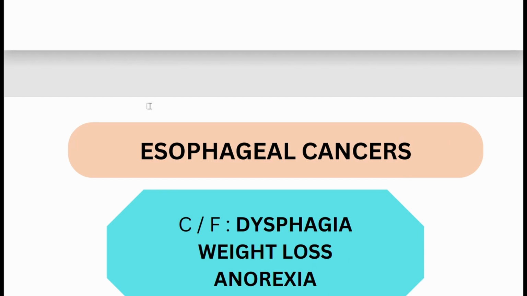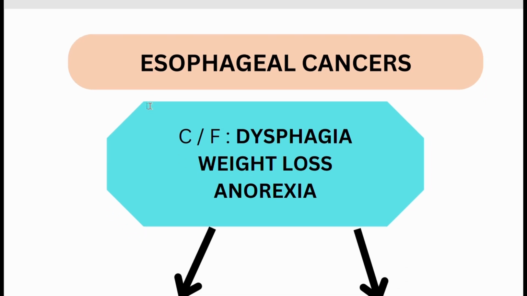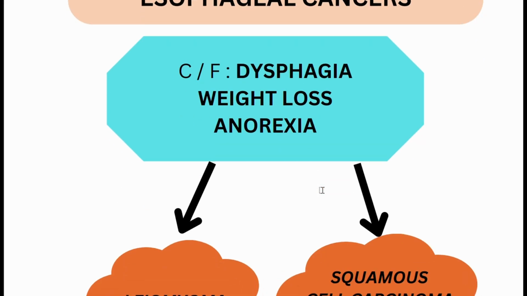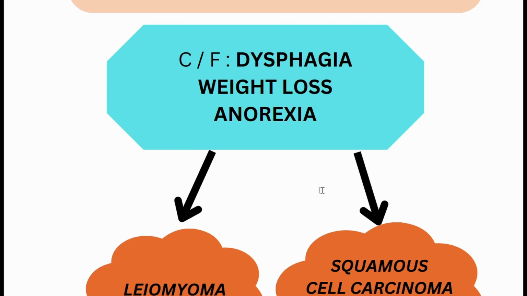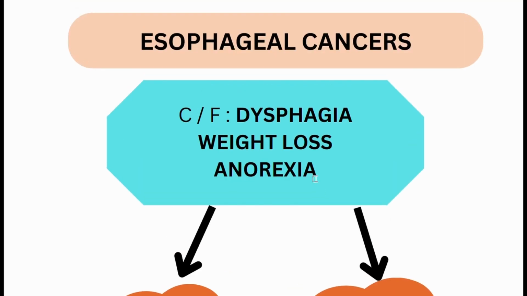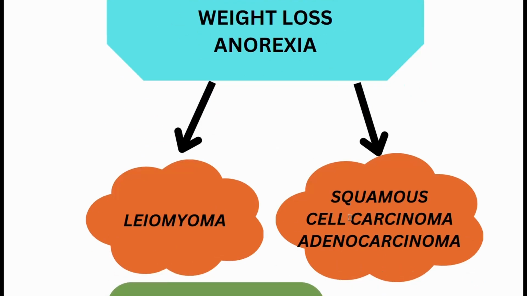Next one is esophageal cancers. Again, you are in the OP. It's too late. You're too tired because you are working for too long hours. A patient came with the chief complaints of dysphagia, weight loss, and anorexia. Anorexia means appetite loss. Okay. Later, after some examinations, you find out that it is esophageal cancer. So, what type of cancers? Either it is benign or malignant. In benign, we have leiomyomas.